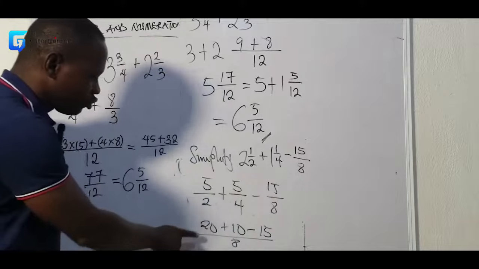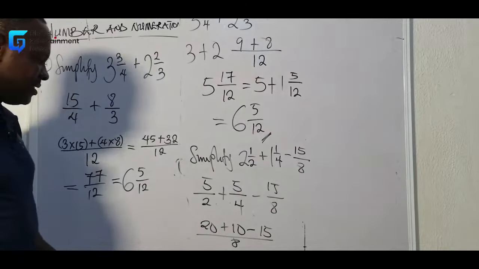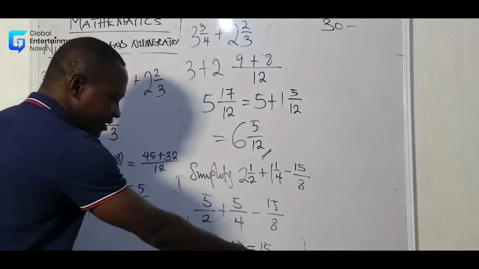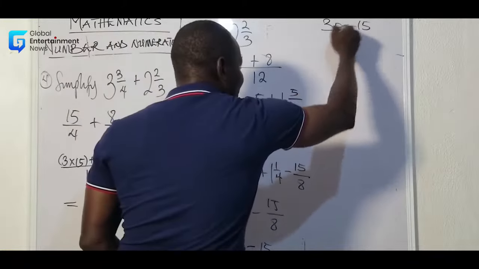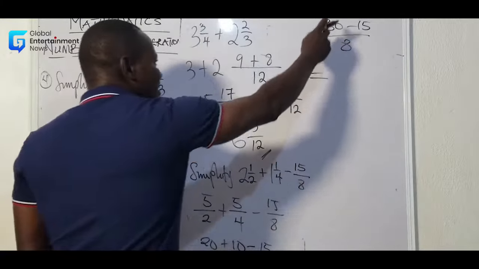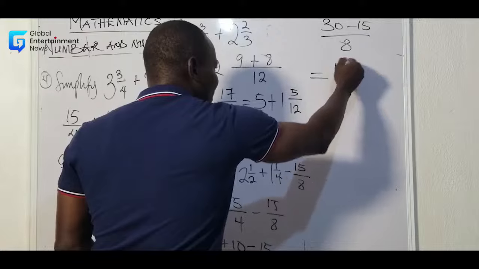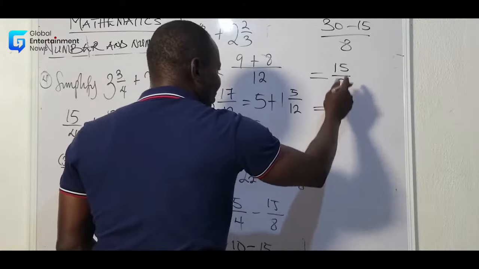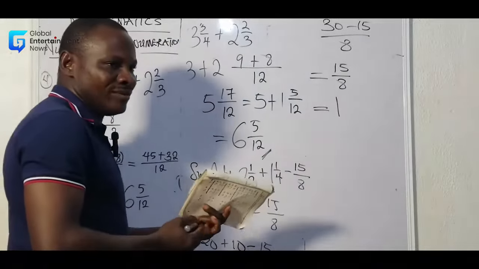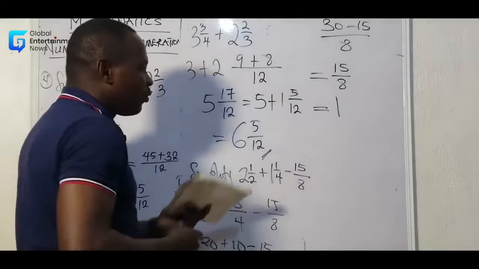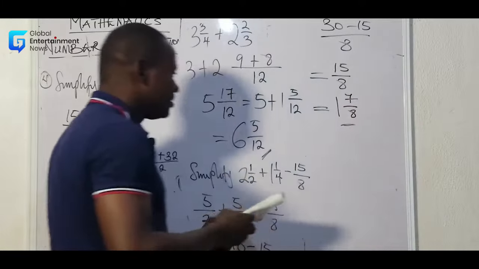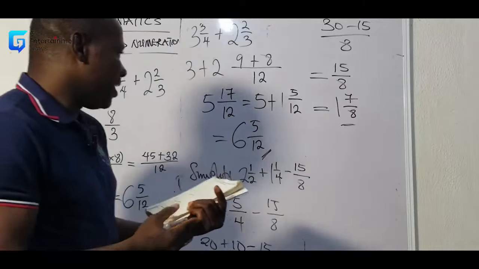You sum up this one. 20 plus 10 is 30. Then that means we have 30 minus 15, all over 8. And the result is 30 minus 15 is 15 all over 8. How many 8 can we see in 15? That is 1. What remains there? If you remove 8 from 15, what is left is 7 all over 8. And that is the other answer.